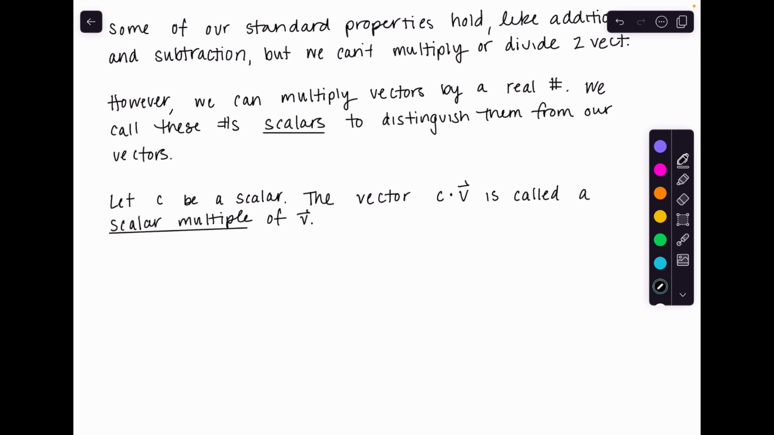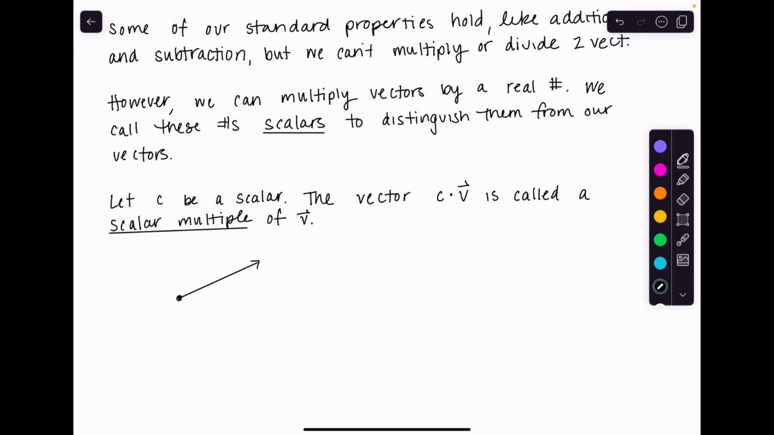So if the value of C is positive, then what you're going to do is take that vector, and it's going to be C times as long as it was before. If C is negative, it's going to point it in the opposite direction and also lengthen it however much it needs to. So to give you some visuals, say our vector V is right here.